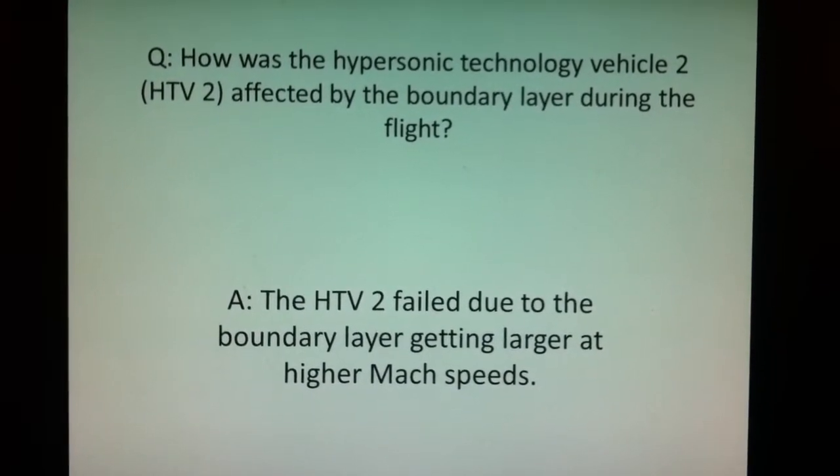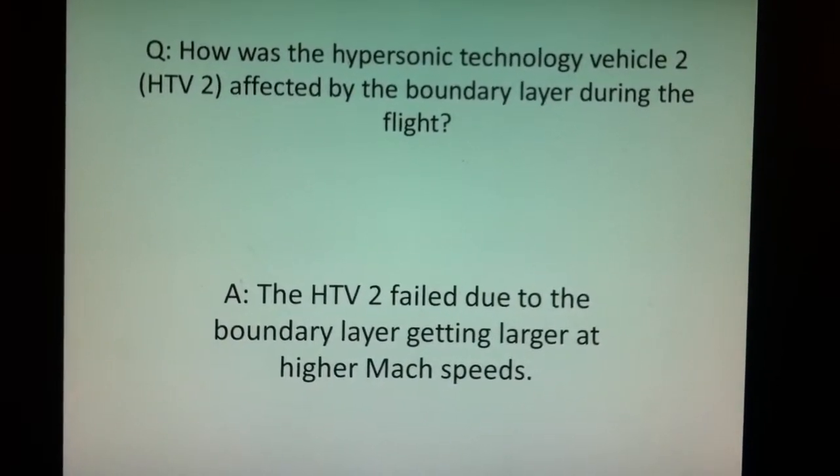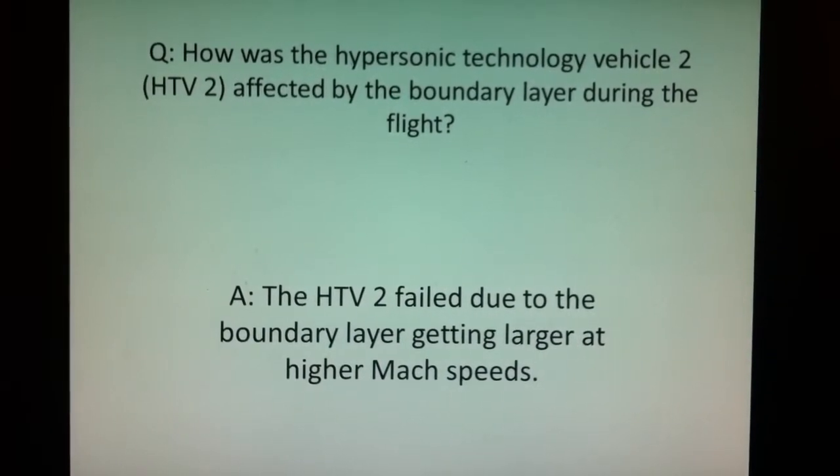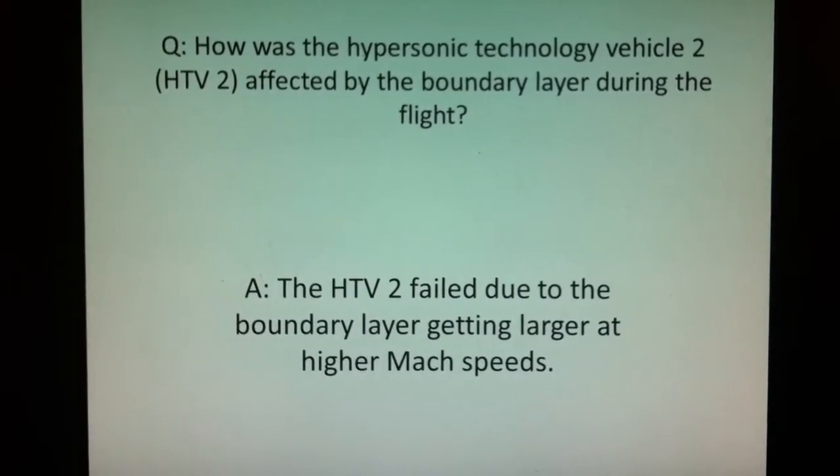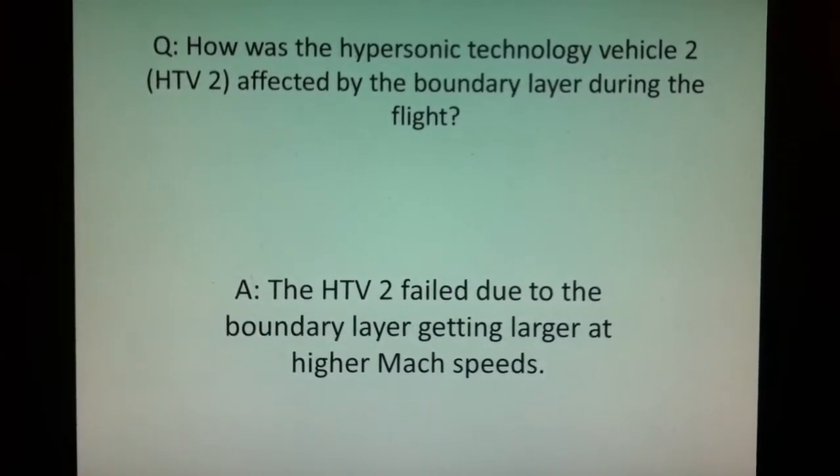So the question I came up with was, how was the Hypersonic Technology Vehicle 2 affected by the boundary layer during the flight? And my hypothesis was that the HTV-2 failed due to the boundary layer getting larger at higher Mach speeds.